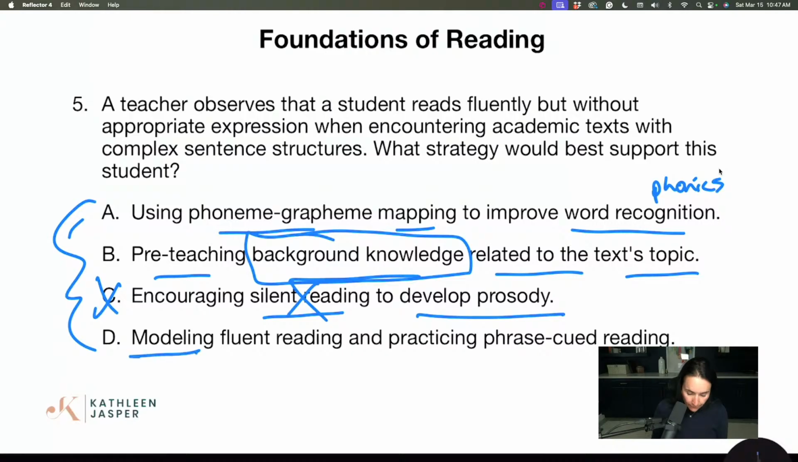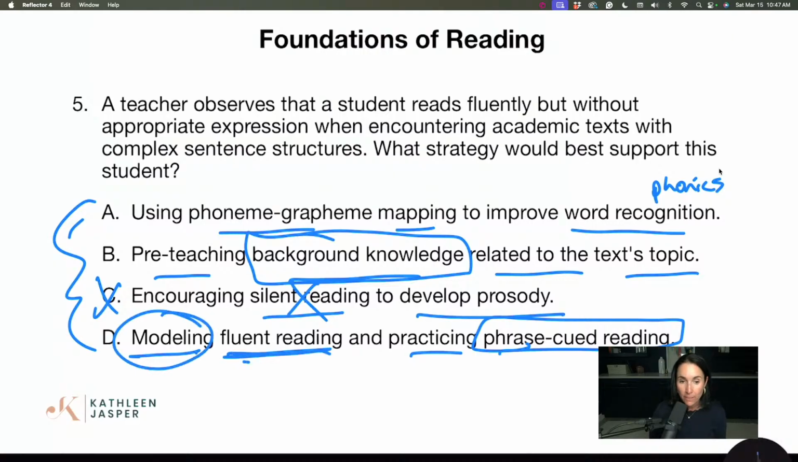D, modeling fluent reading and practicing phrase cued reading. This has all the good stuff in it. First of all, modeling, yes. How do we teach students how to read fluently? We model it. Those of you who have had incredible kindergarten teachers, my mother was a kindergarten teacher. My mom reads a story like you wouldn't believe. She models fluent reading like a kindergarten teacher. And phrase cued reading, you're going to see this a lot with fluency.